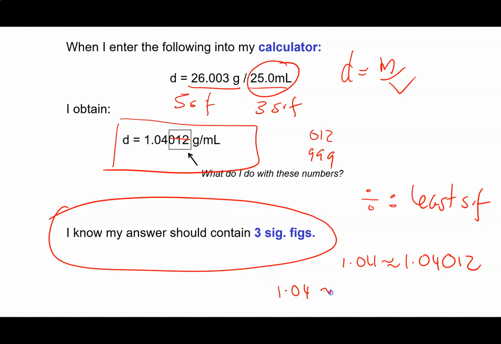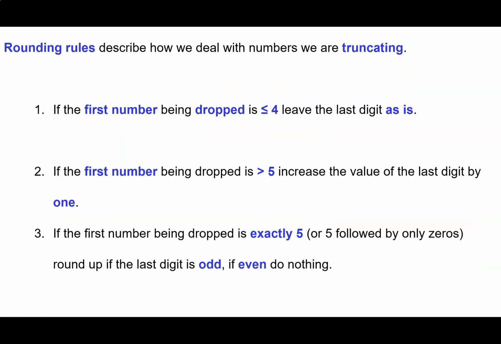Is 1.04 a good approximation to 1.04999? Or is there a better approximation, right? So the question always comes down to, what do you do with the numbers that you're cutting off? And the answer is, it depends, right? We have to use these things called rounding rules to describe how we're going to deal with this situation where we are truncating numbers. And so these are our 3 rules.